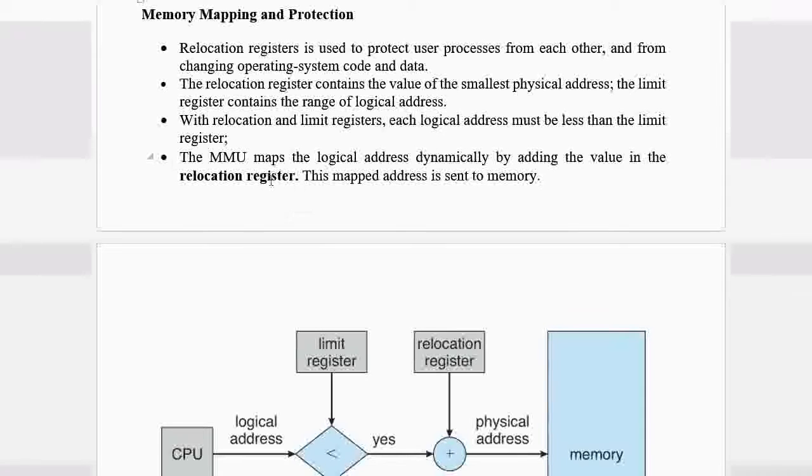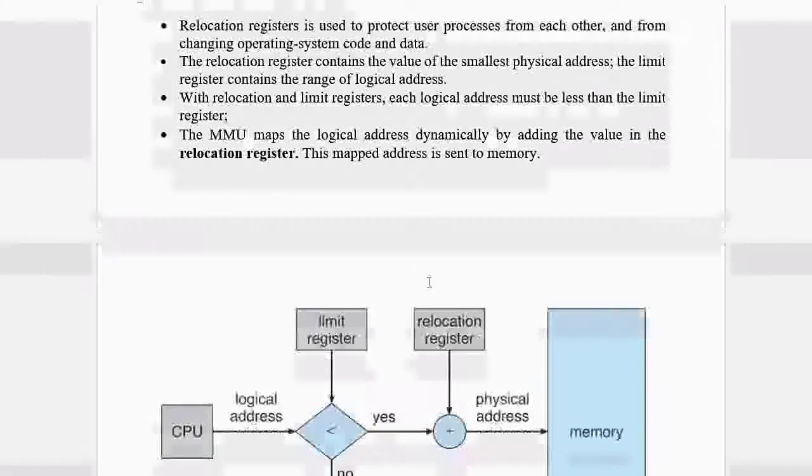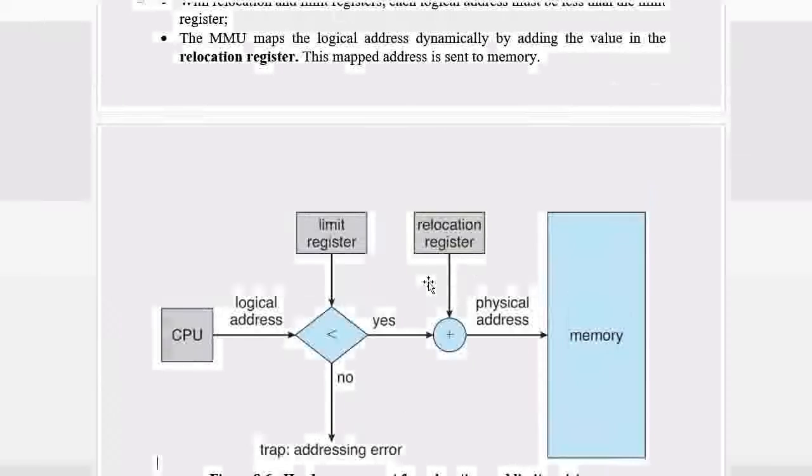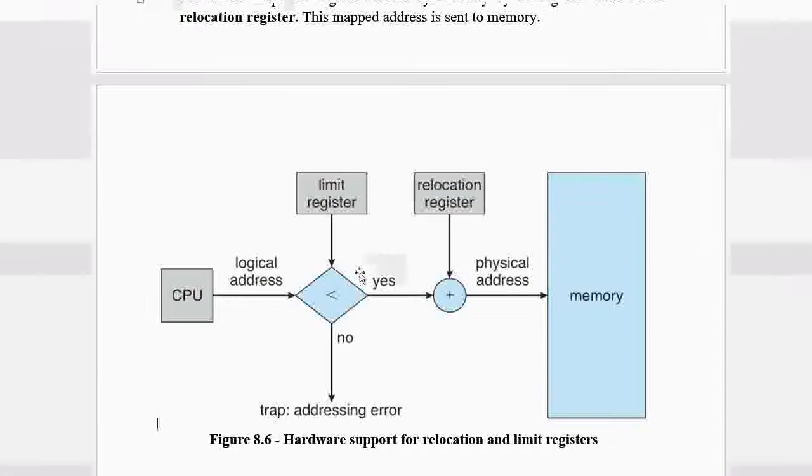You are also going to use the memory management unit to map the logical address by adding the value in the relocation register, and the result is the physical address from which the data will be extracted from the particular partition. Okay, so this is the diagram which we have already discussed in the previous lecture.